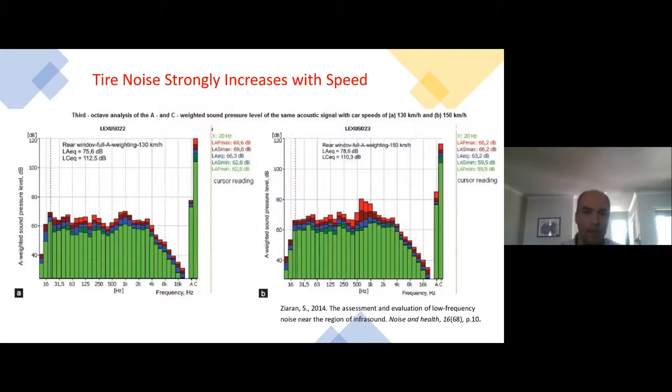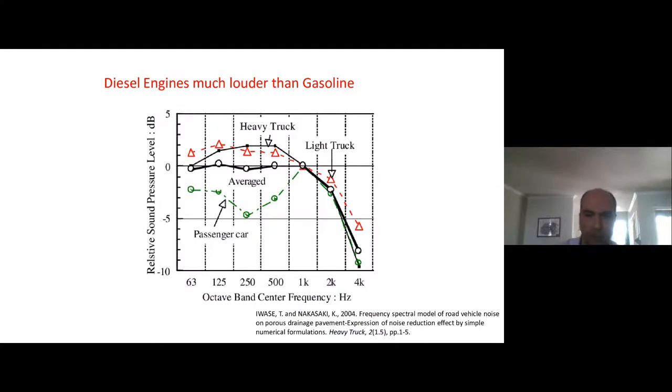In the next slide, I show the relationship between frequencies and vehicle activity. Here you can see the noise frequencies of a car with a speed of 130 km per hour on the left and 150 km per hour on the right. Comparison of these figures shows high frequency strongly increases with the speed. Another study shows different sound levels between passenger cars and trucks in low frequencies, which allows us to distinguish the fleet composition in different cases.